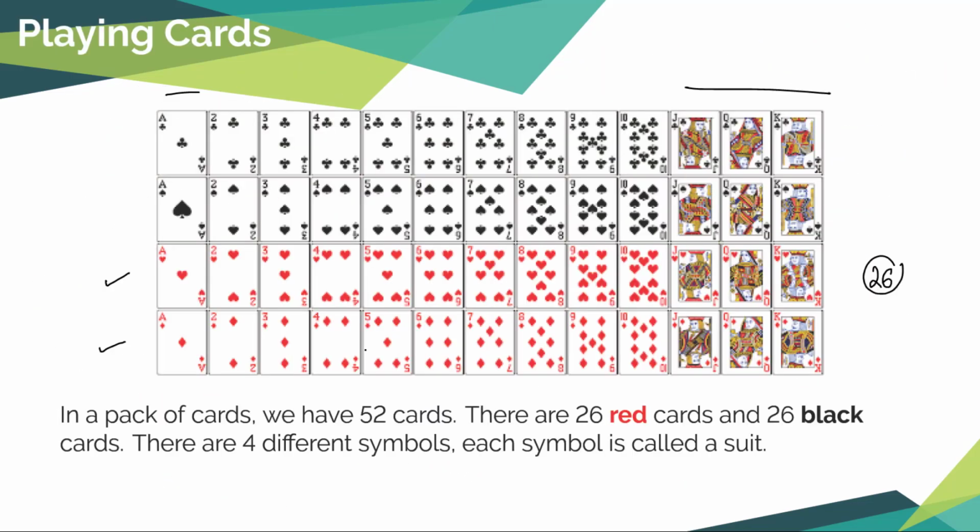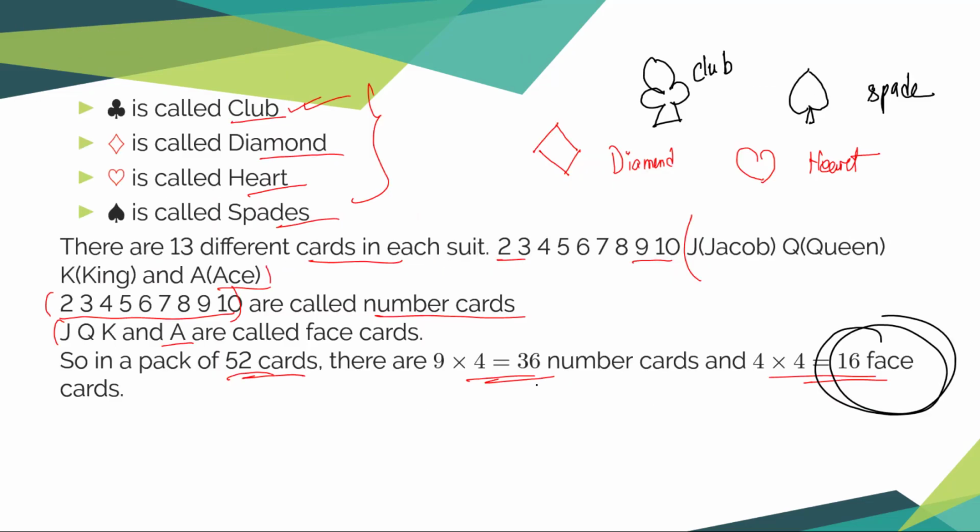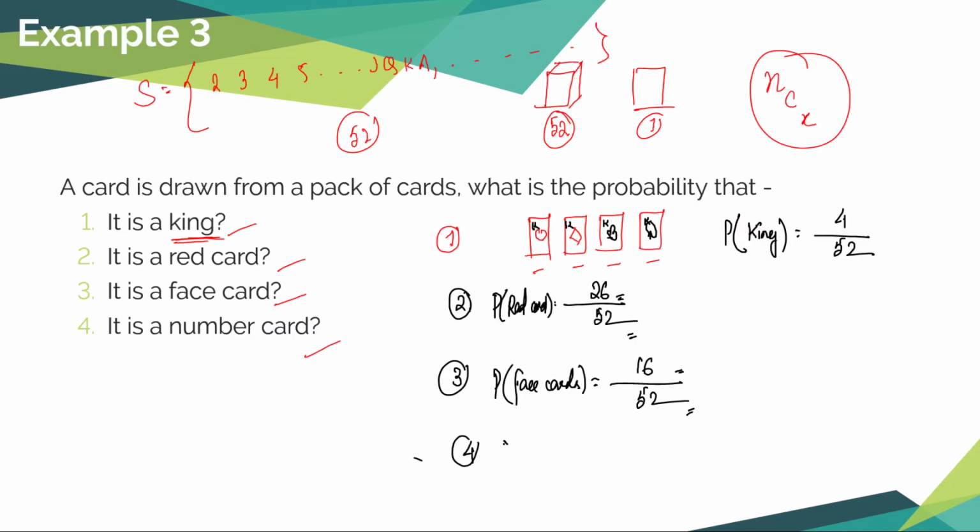So how many number cards are in a pack? There are 9 cards in every suit and there are 4 suits. So 9 into 4 equals 36 number cards, right? So here the probability of number cards is equal to 36 by 52, right? So this is the required probability of getting a number card when you draw a card from a pack of 52 cards, and 16 by 52 is the probability of getting a face card.